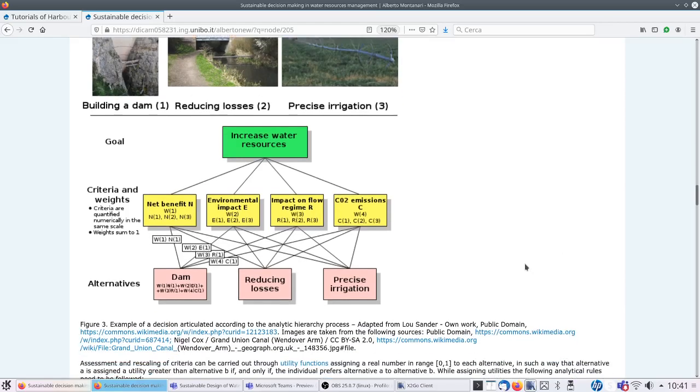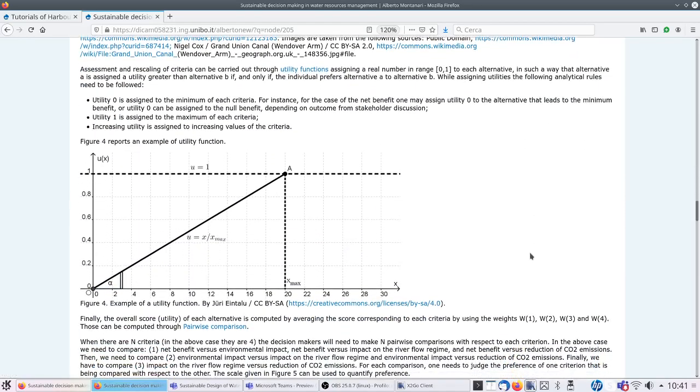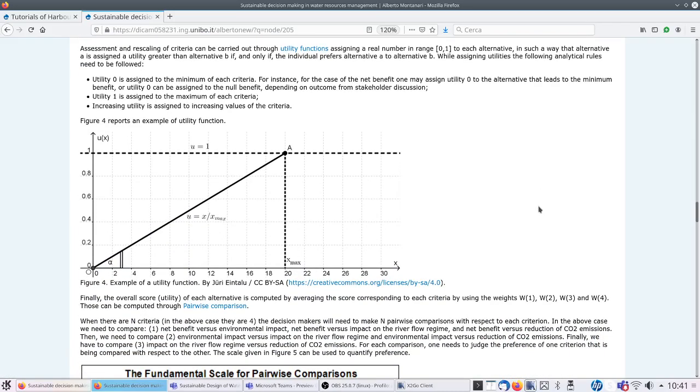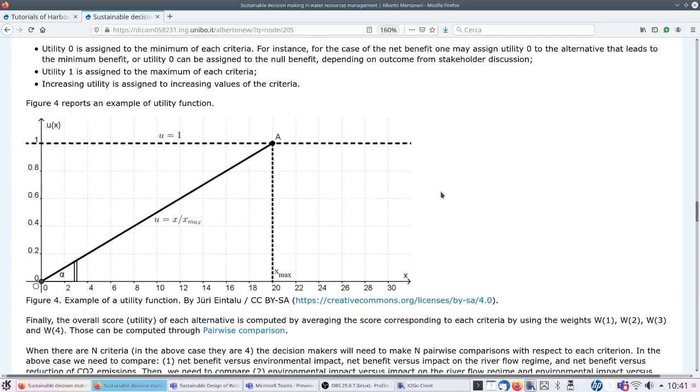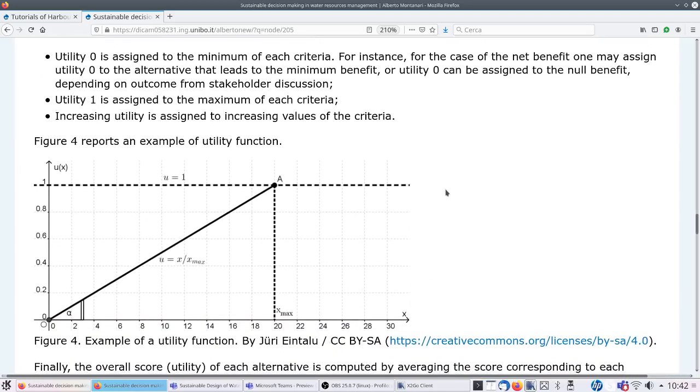Now let's have a look at the new figure that I put here. This is an example of a utility function. You see, on the horizontal axis, the x-axis, you have your benefit, for instance. X is benefit. Perfect. And on the vertical axis, you have utility. Utility ranges from 0 to 1. And this is the first definition. And if you look at the bullet points above the figure, let me increase the font. Look at the bullet points.